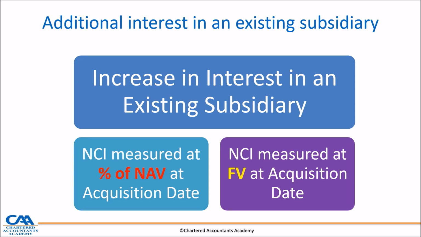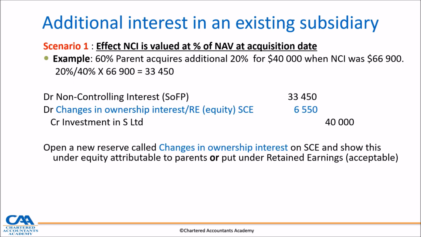So, additional interest in an existing subsidiary: NCI can either be measured at fair value or measured at net asset percentage. It's now important to note the implication of the way we measure: when we measure NCI at fair value, that's full goodwill. When we measure it at the percentage of net asset, that's partial goodwill. Now let's take an example, just to apply a little bit of what we've said.